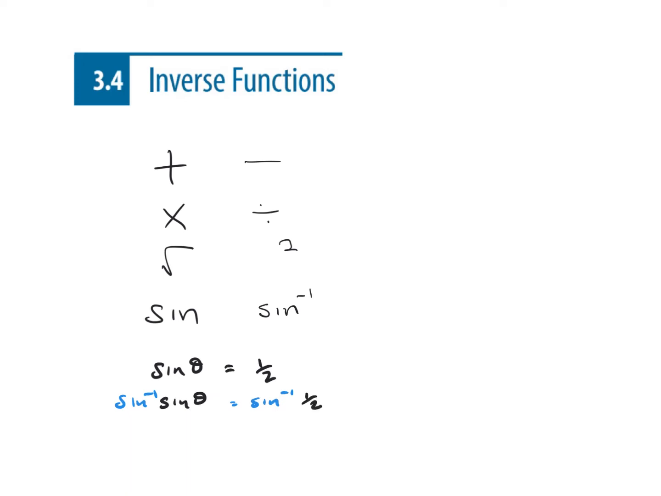Now this sine to the minus 1 and this sine here, this is an inverse function with the function, which, just like the positive and the negative, will cancel everything out, leaving us with just theta. And then we get our calculator, and because we've sine to the minus 1 the left hand side, we have to inverse sine the right hand side, put that into our calculator, and we get theta is equal to 30 degrees in this case.